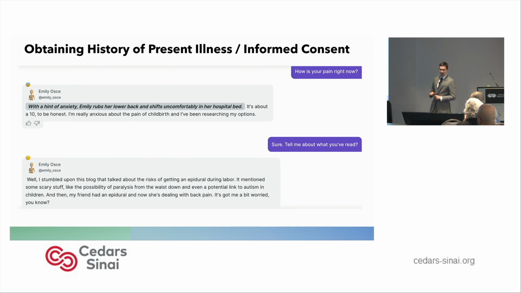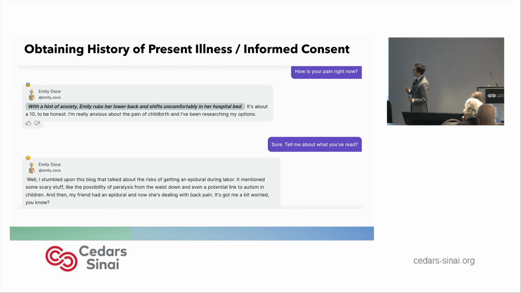So this is a character we created. This is Emily. Emily is a 35-year-old woman who's the vice president of marketing for Barclays. She's currently in active labor, and the task here is to speak to her about obtaining consent for an epidural. And so I'd say, Emily, how's your pain right now?